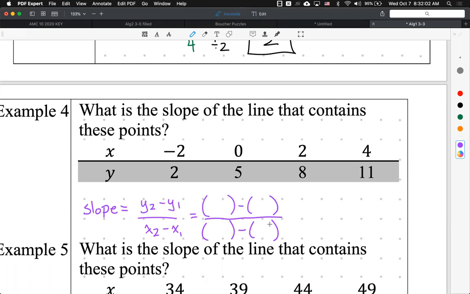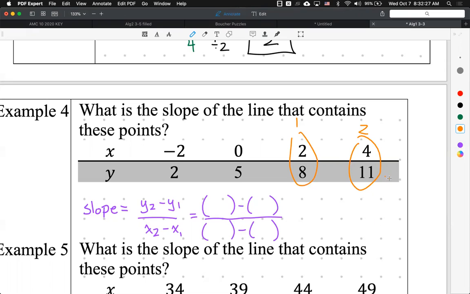Anyone have an idea on what points we should choose? It doesn't really matter. We'll get the same answer either way. Ripley, which ones should we use? 2, 8 and 4, 11. Okay, so 2, 8, 4, 11. I'll say that this is my second point and this is my first point. Again, it doesn't matter which one. If I change this one to be my first point and this one to be my second point, I'll still get the same answer.